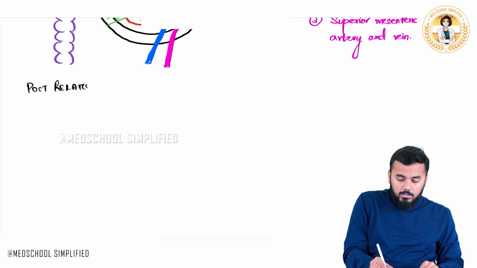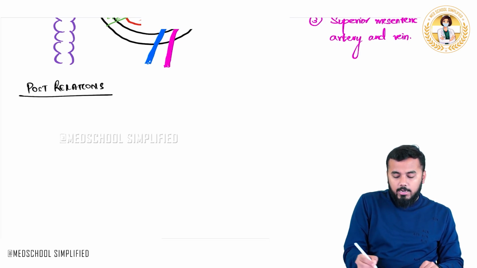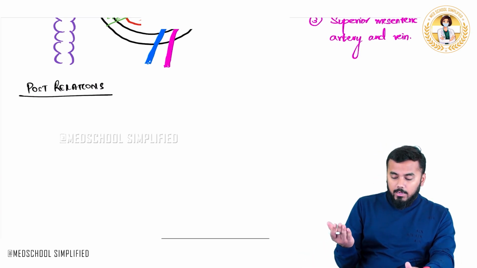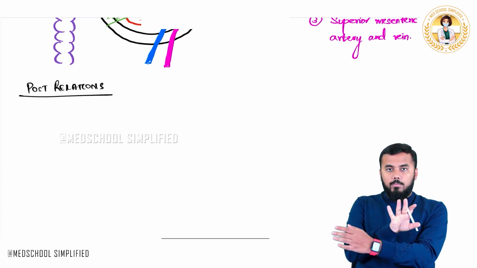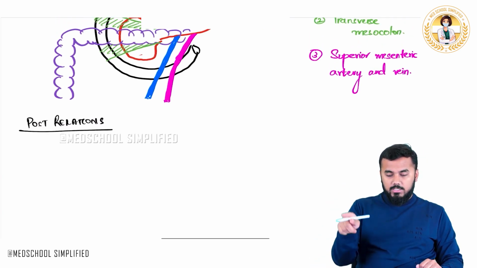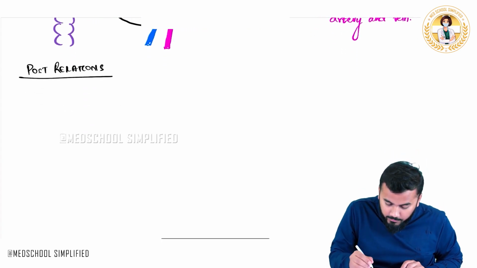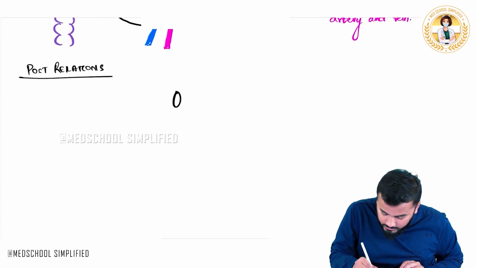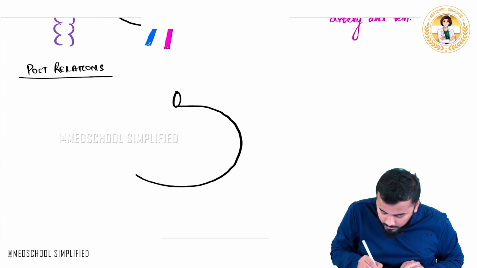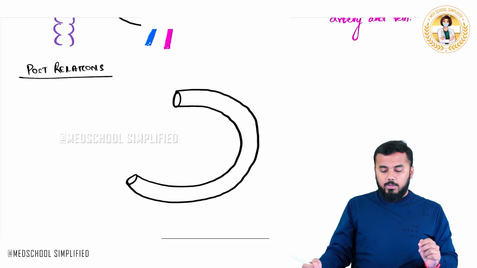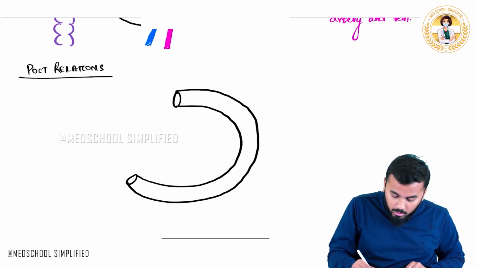So what are the posterior relations of this? Posterior relations means, for example, if I turn this entire thing opposite like this, it is a C-shaped duodenum. When I turn it, the C shape will come to the other side, like this. So this is a C-shaped duodenum, and all of you know that we have the pancreas in the center.